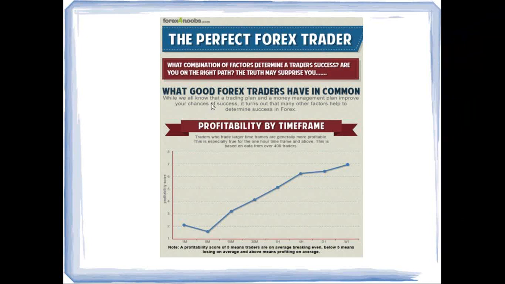Based on the profitability by time frame, if you are trading, here is the 1 minute chart, your profitability is very, very slim. At the same time, the probability that you're not going to make any money is pretty high. So if you can see here, a profitability score of 5 means traders are on average breaking even. Below 5 means losing on average, and above means profiting on average. By the time you hit the 1 hour, you're in break-even mode. But if you're trading on a 4-hourly chart, a daily chart, or the weekly chart, then the probability of you making money in the marketplace is highly probable.